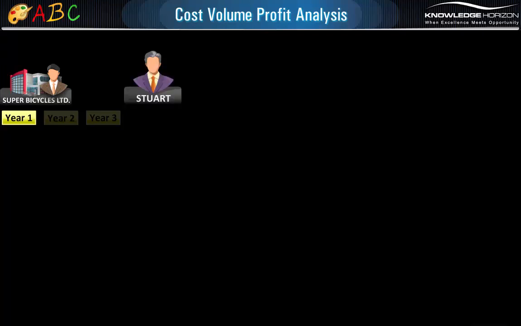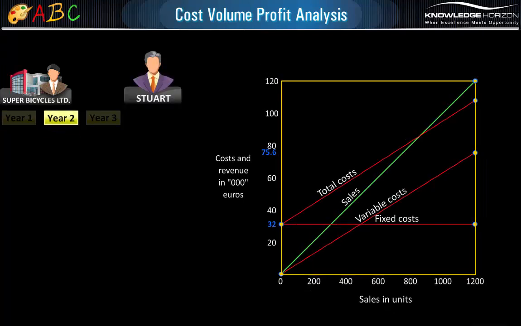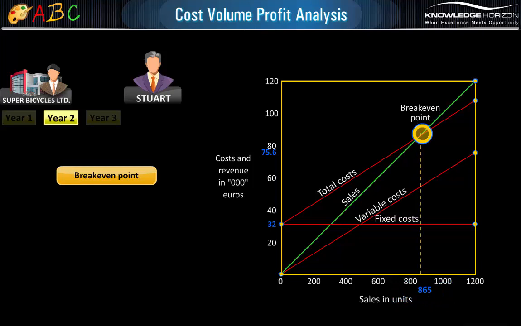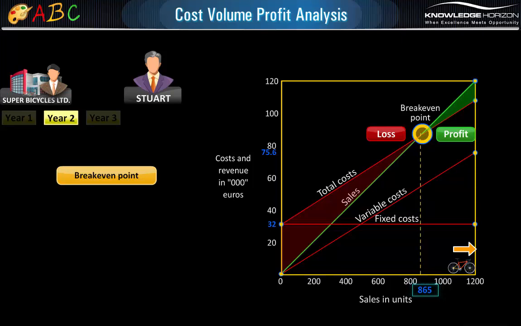Similarly, Stuart constructs the break-even chart for the second year. He finds out that the break-even point in the second year is at 865 bicycles. If the number of bicycles sold are less than 865, Super Bicycles Limited will incur a loss. If the number of bicycles sold are above 865, Super Bicycles Limited will earn a profit. The actual sales in the second year was 1,200 bicycles, leading to a profit that year.